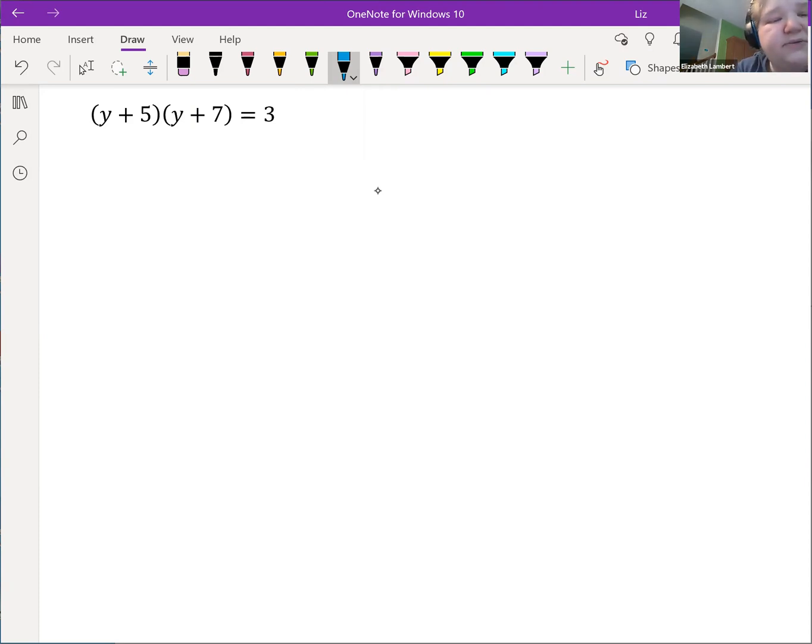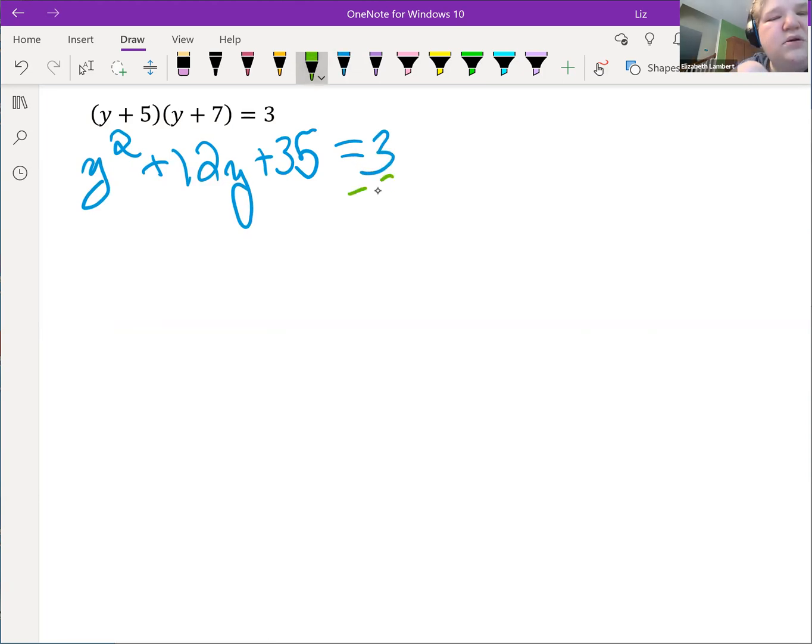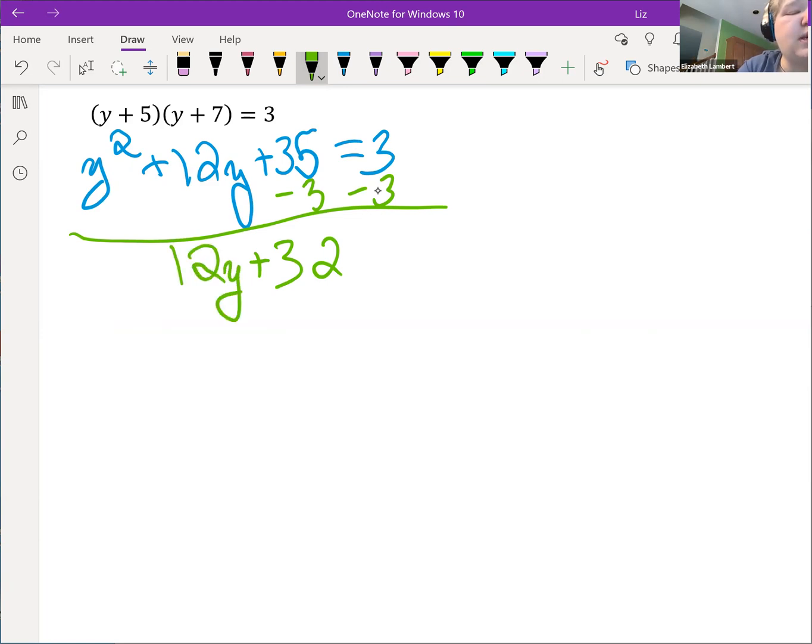I like doing that. So foiling that out, I'm going to skip some steps here. So that is going to be y squared plus 12y plus 35 is equal to 3. Now we minus the 3, and now it is instead 32. So a pair that multiply to 32 and add to 12.